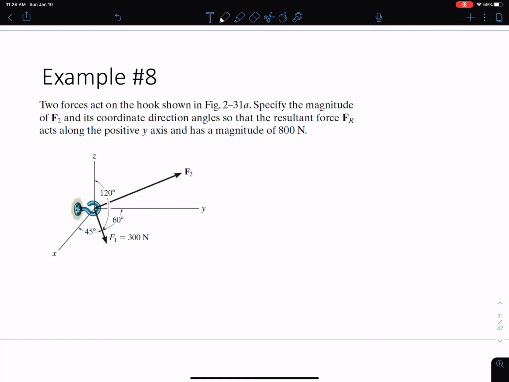The two forces act on the hook here, and we want to specify the magnitude of F2 and its coordinate direction angles so that the resultant FR acts along the positive y and has a magnitude of 800. So we want FR to be 800, which we know, and to act in the positive y, which means it's just going to be 800j.